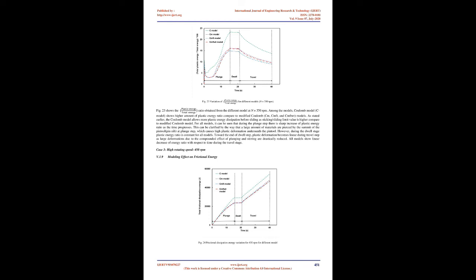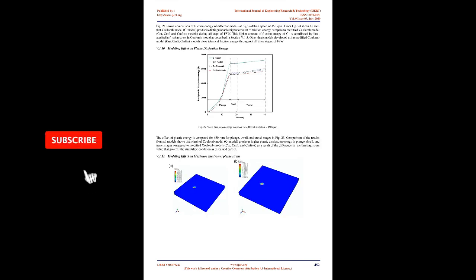Comparing Fig 22 and Fig 16, it can be said that the difference between the predicted friction energy total energy ratio from the classical Coulomb model, C model, and the modified Coulomb models, CM, CMFT, and CMFT-WT, is less for the moderate rotational speed, n equals 350, than it is for the low rotational speed, n equals 200 rpm.